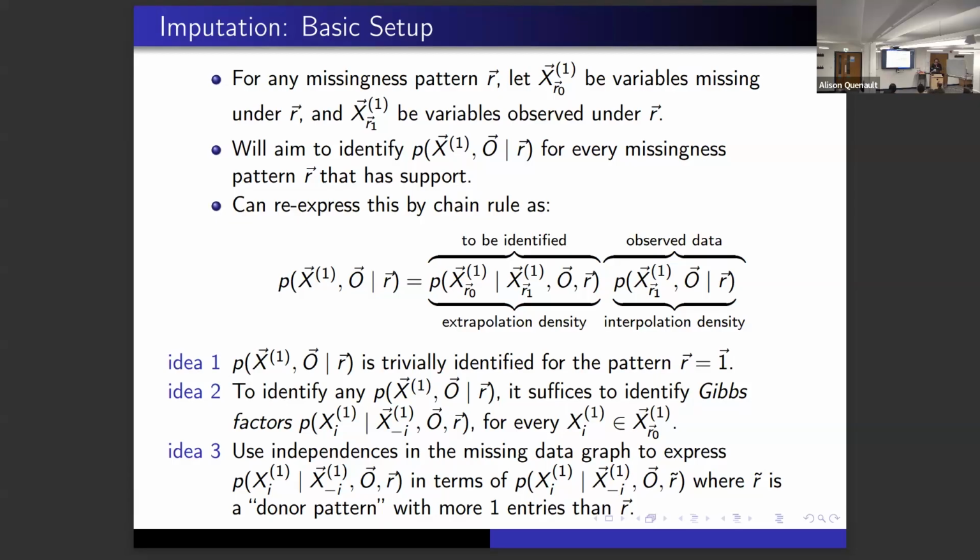The easiest pattern is the complete cases, where everything is 1. The next easiest is the pattern with a single 0. The next easiest is with 2 zeros, and so on. So we're going to start from the easiest and try to work our way down using independences to express harder things in terms of easier things. And we're going to do this recursively until we get everything, hopefully.